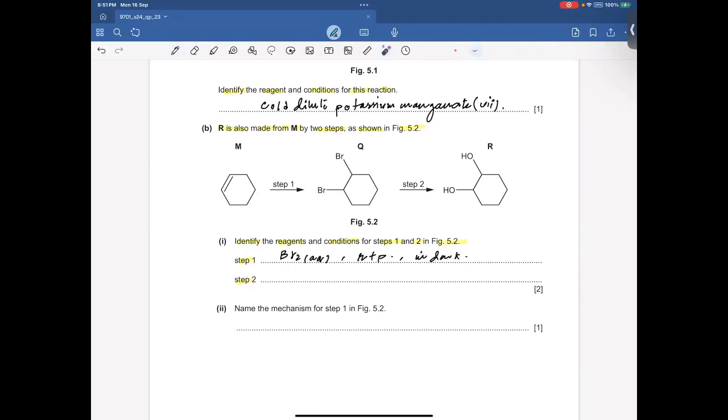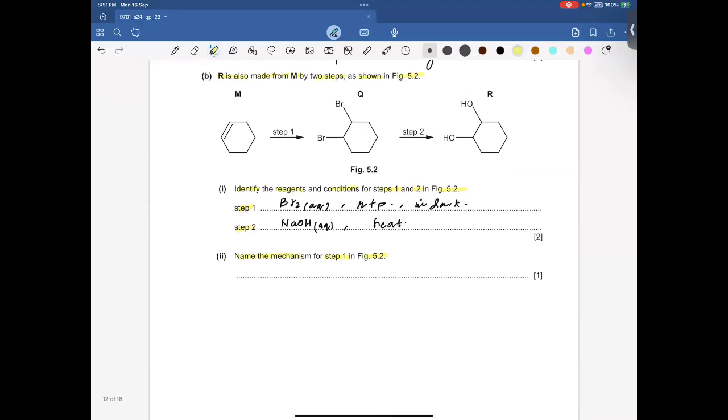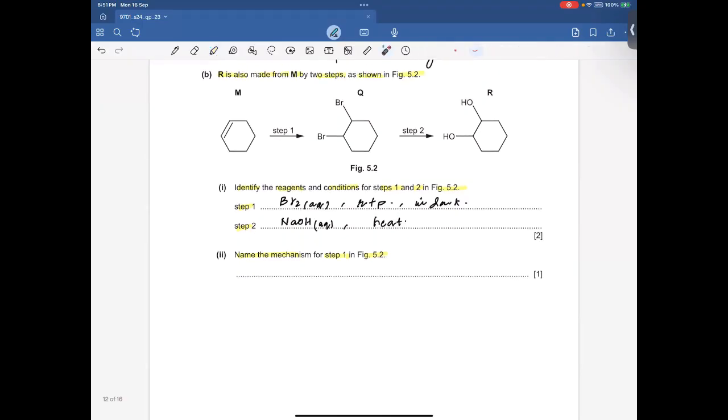Step 2. So in place of Br, I'm writing OH. That means a substitution reaction because it is a halogenoalkane. And for a substitution reaction, I can use aqueous NaOH. And obviously, I will heat the reaction mixture also. Okay. Name the mechanism for step 1 in figure 5.2. Step 1 is an electrophilic addition reaction because all alkenes undergo electrophilic addition reactions.